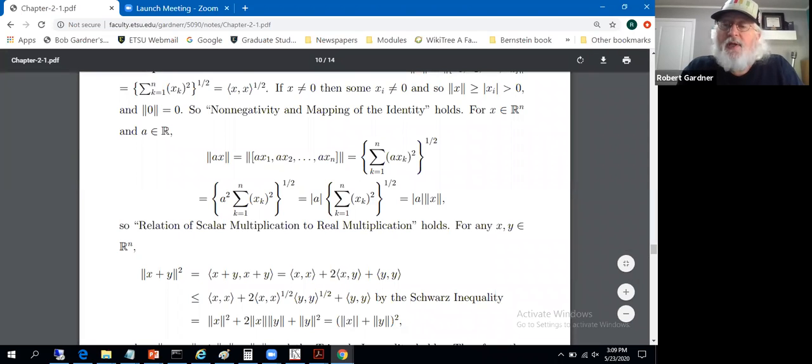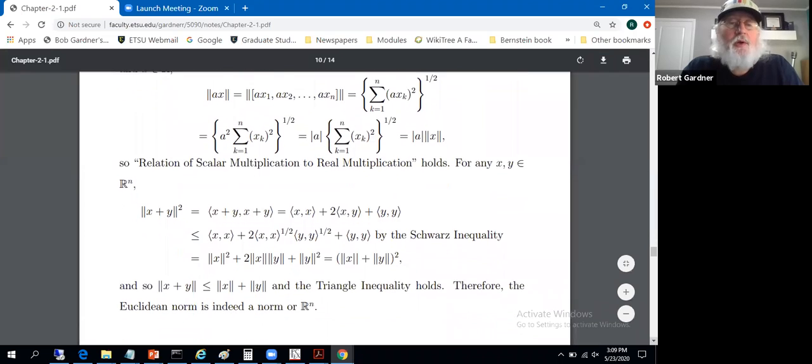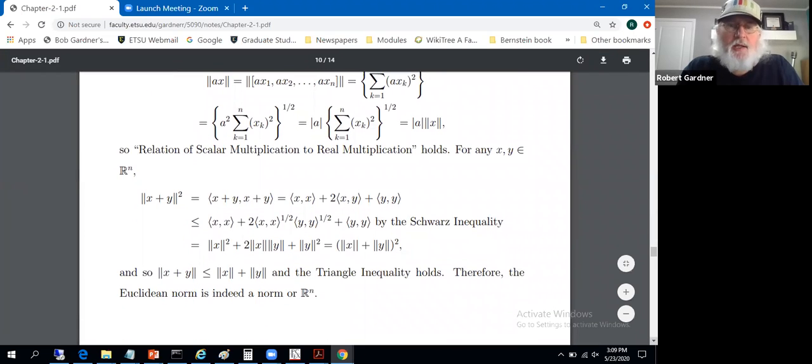How about the triangle inequality? Normally, an ambitious undertaking, but we've got Schwarz's inequality. You always prove the triangle inequality using some version of Schwarz's inequality. Okay, we got Schwarz's inequality, so off we go. We want to show the triangle inequality. We want to show this: the norm of x plus y is less than or equal to the norm of x plus the norm of y.